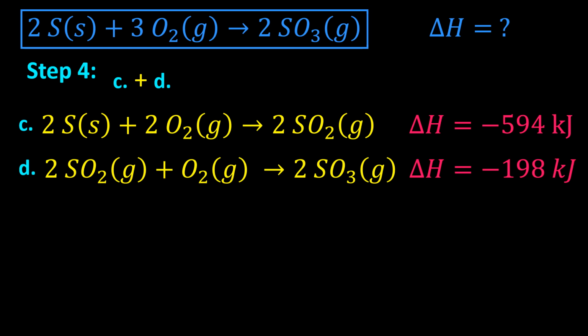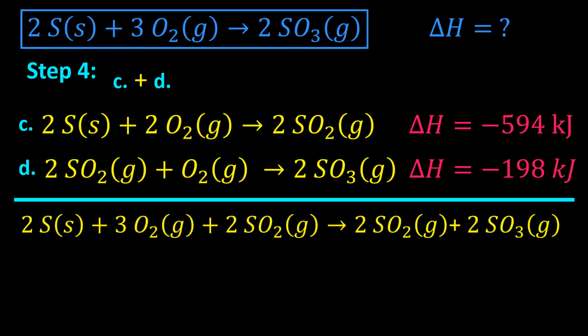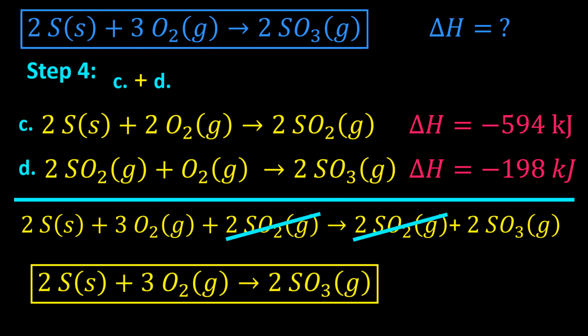So here's equation C and D. And if we add these together, what we get is this right here. And what you'll notice is that it has SO2 on both the reactant and product side, and those can cancel out. And when we do that, we are left with the equation that we were trying to get.